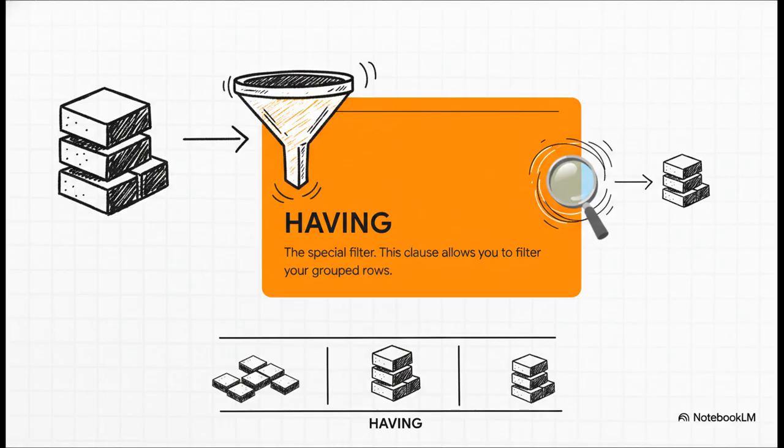It never looks at the raw individual rows of data. It only works after the data has been squished together into summary groups. I love this analogy. Where is like going to the grocery store and picking out only the ingredients that meet your criteria, say only organic vegetables. Having is like after you've cooked a bunch of different meals and you decide you only want to serve the ones that have more than 500 calories. One filters the raw ingredients, the other filters the finished product.